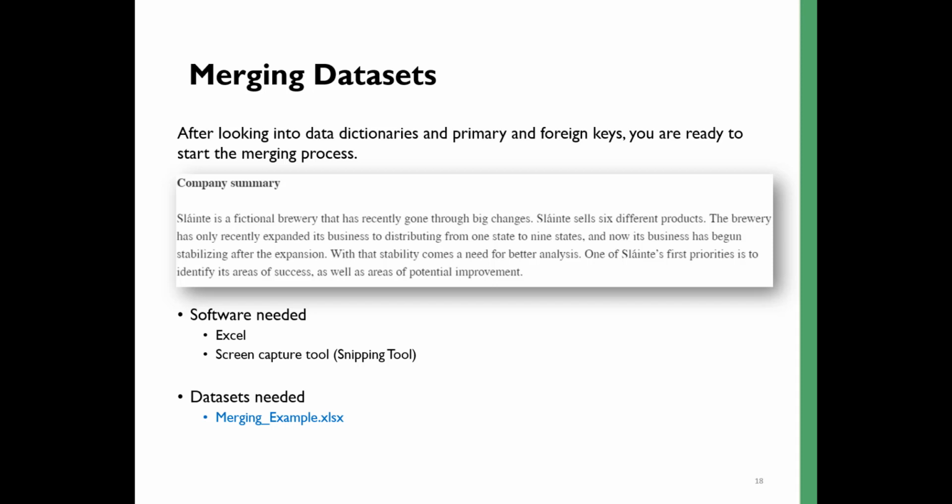So the software that we need for this merging exercise is Excel and some screen capture tool. We'll also be needing an Excel spreadsheet dataset called merging_example, which is uploaded in this week's folder. Please make sure you download the dataset before watching the next part of the video lecture.